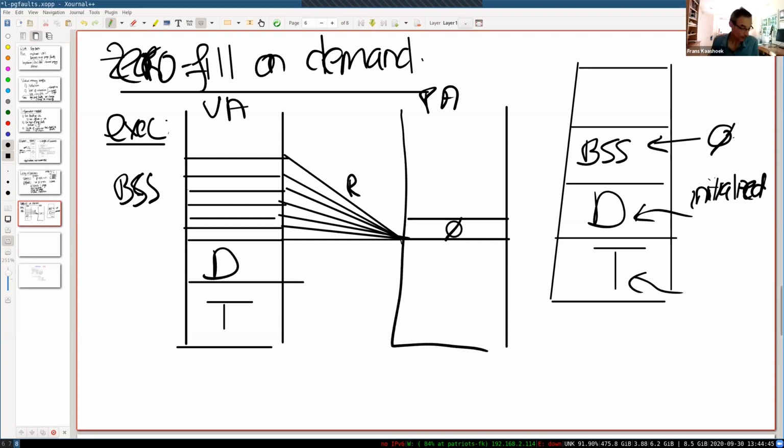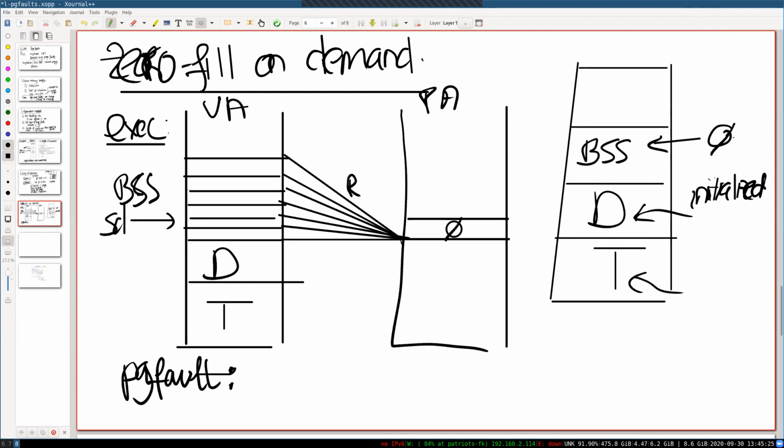And then at some point, an application does a load or a store to one of the pages that are part of the BSS, because it wants to store a 1 or 2 or some variable content in there, and we're going to get a page fault. So what should we do on the page fault in this particular case? Anybody have an idea what we should do in the page fault here?